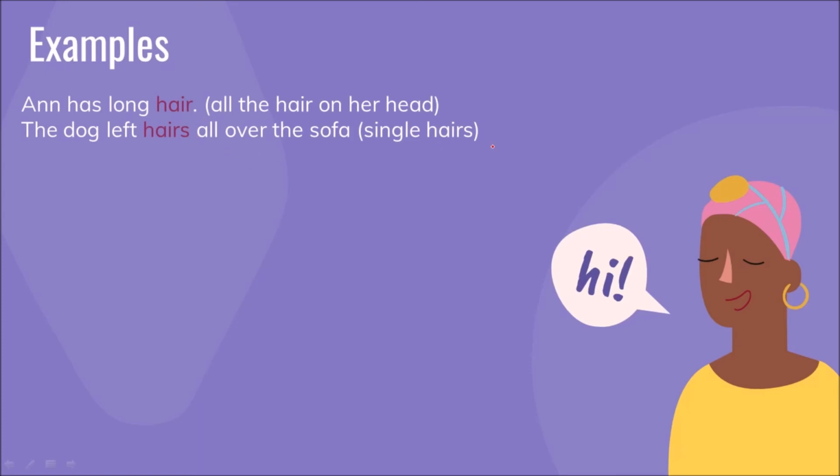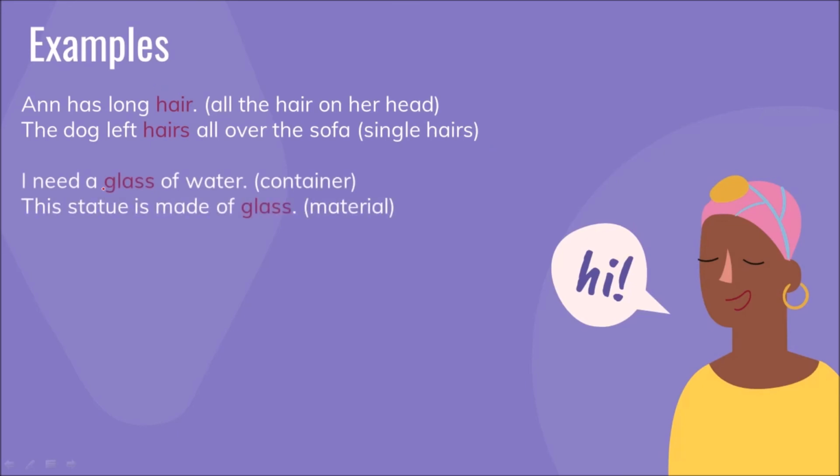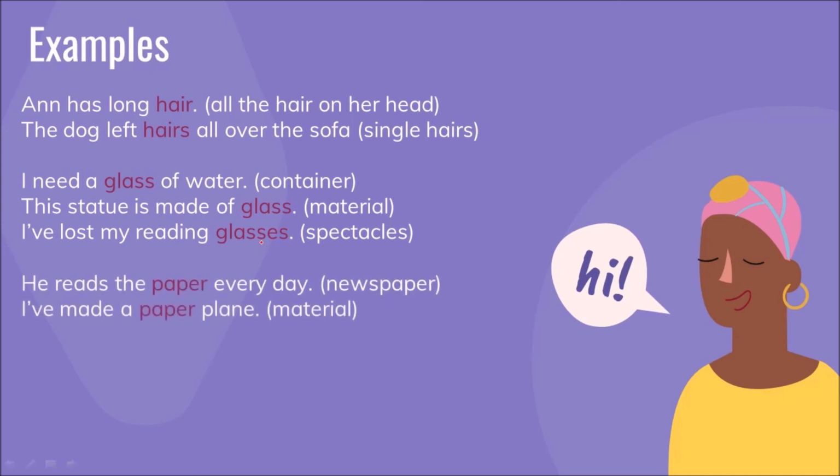It means single hairs. If we use the word glass with the meaning of a container or as a material, then it is uncountable. But if we use it as in spectacles, an object that helps us see better, then we use it in plural. So the first two cases are uncountable, and in this third one is countable. The word paper is uncountable as a material or as a newspaper. But if we use the word paper as documents, then it becomes countable.